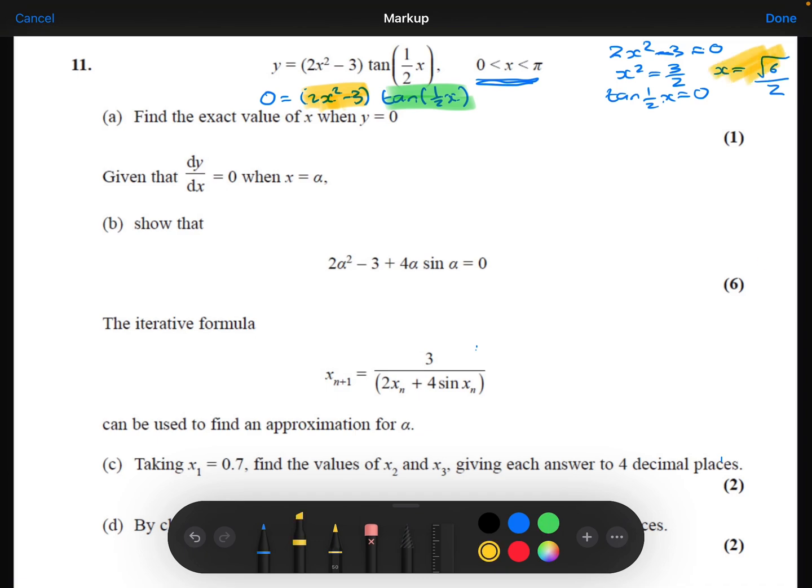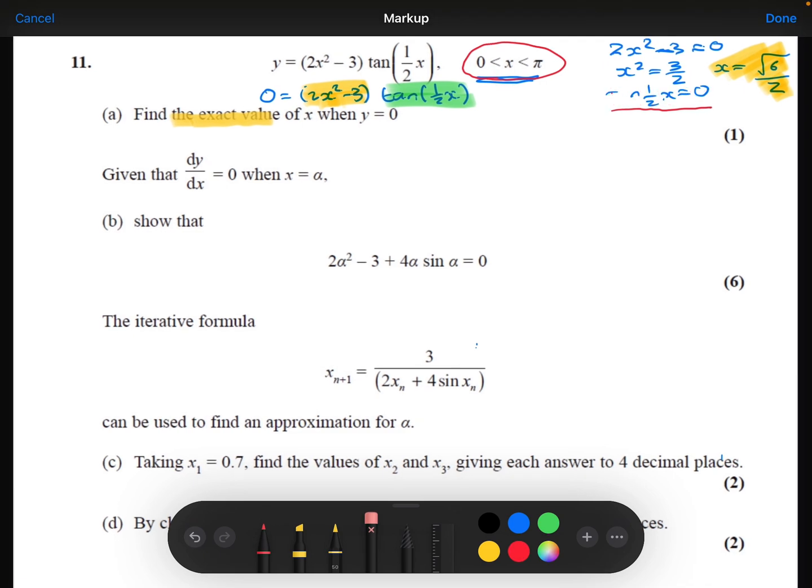So that's the answer for part A, and notice it says the exact value, so that's the only answer in fact. I don't need to worry about tan half x equals 0. That is actually not going to have any solutions in this interval. So I don't need to worry about that. Right, so that's part A done. Let's move to part B.